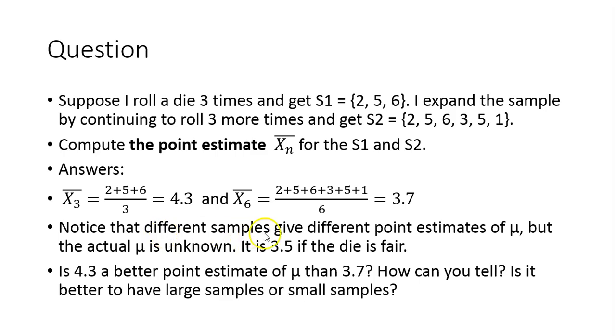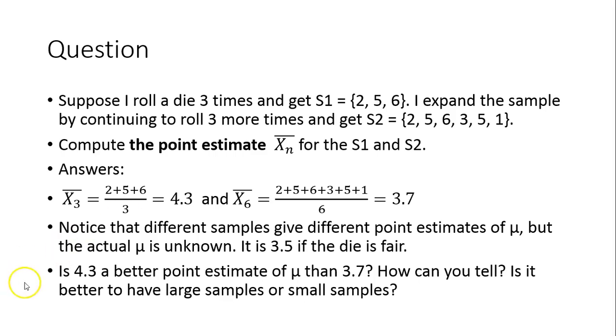Notice that different samples give different point estimates of mu, but the actual mu is unknown. Again, it is 3.5 if the die is fair. Assume. Now, a point estimate you can kind of think of as your best guess. It's your best guess of what the population mean is.